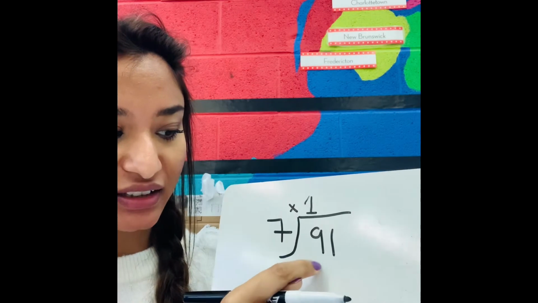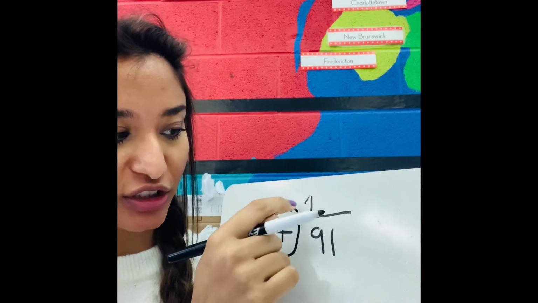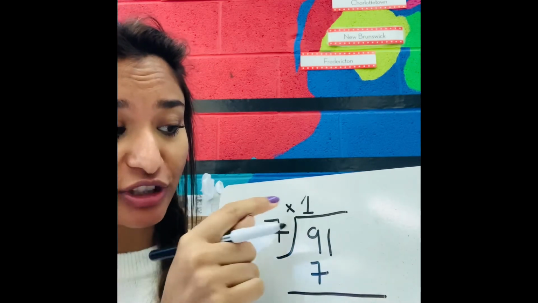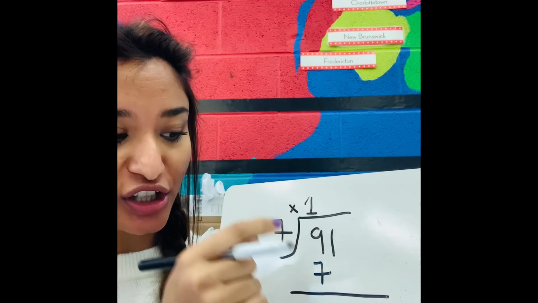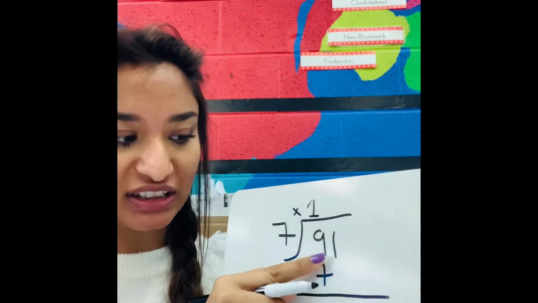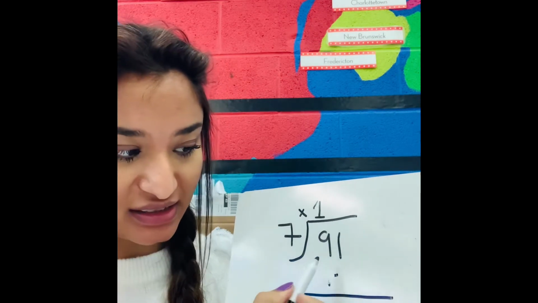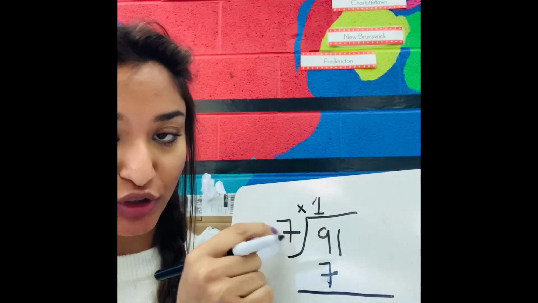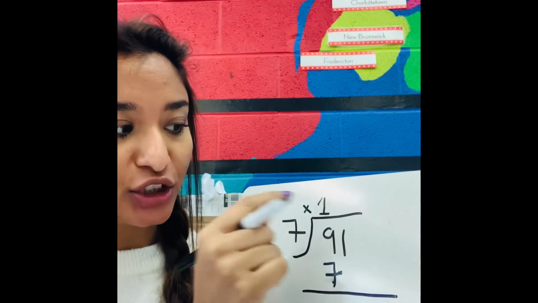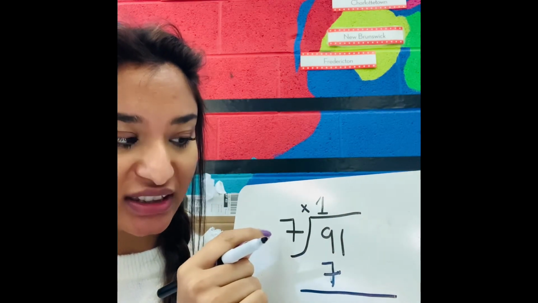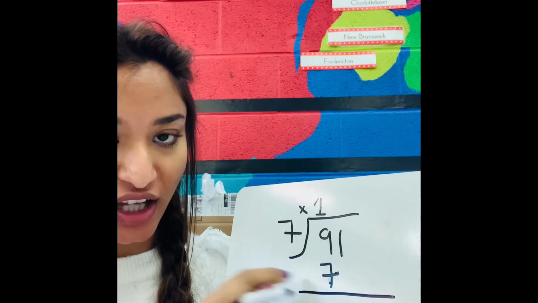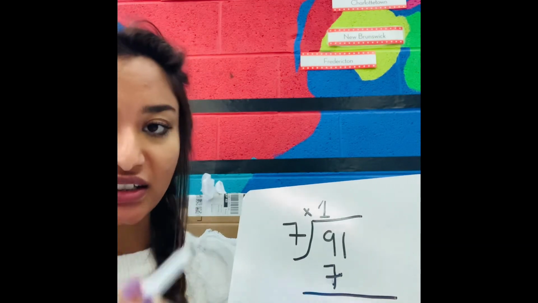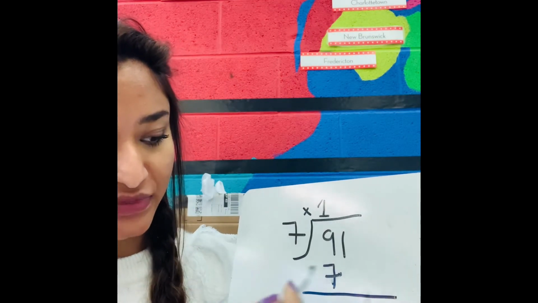Then I multiply to get my multiple here. So 1 times 7 gives me 7. Remember, grade 3, every time I'm putting a number here, something has to come down. You cannot leave it blank, it wouldn't make sense. Whatever you put at the top, you need to multiply that number with this number to get our answer at the bottom. So 1 times 7 gave me 7. 9 take away 7 is 2.